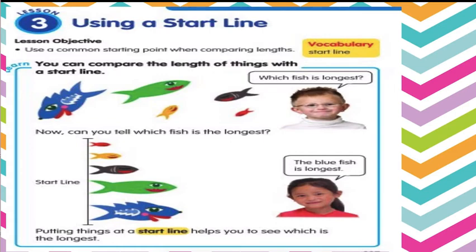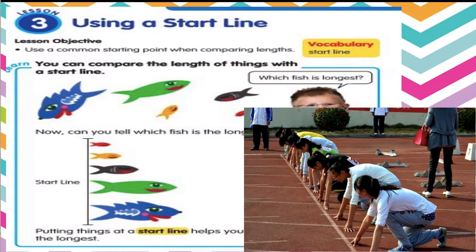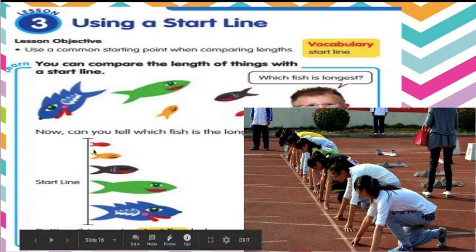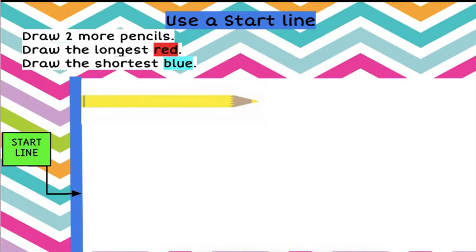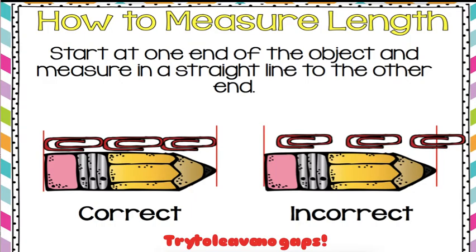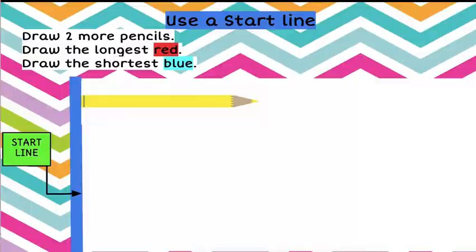So let's go ahead and use that. You can see a start line can be like in a race. As long as you are measuring all the objects from this line, then you should have a correct answer. So it says draw two more pencils, use a start line. Go ahead and look at what I did, because usually we do those on the board.